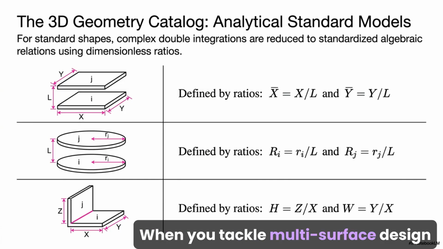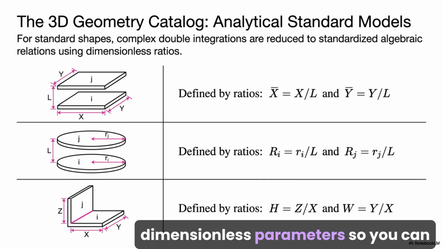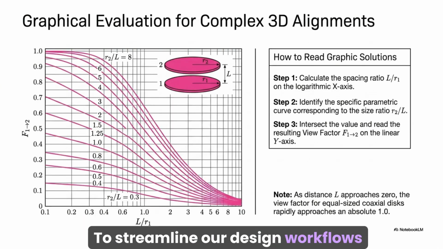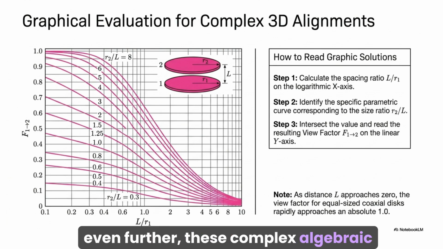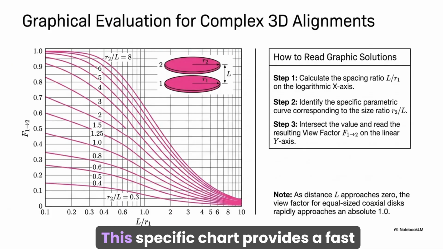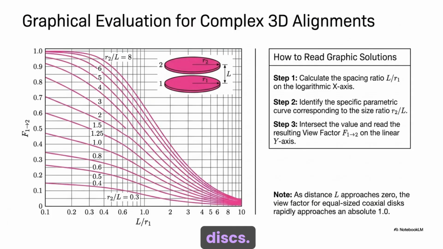When you tackle multi-surface design problems, your very first step will always be calculating these simple dimensionless parameters so you can use these solved equations. To streamline our design workflows even further, these complex algebraic relations are often plotted directly onto standard design charts. This specific chart provides a fast graphical solution for parallel coaxial disks.